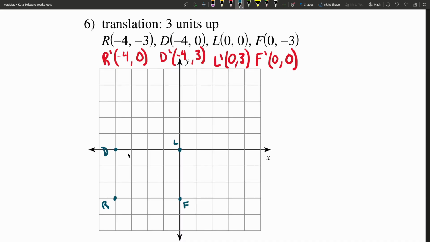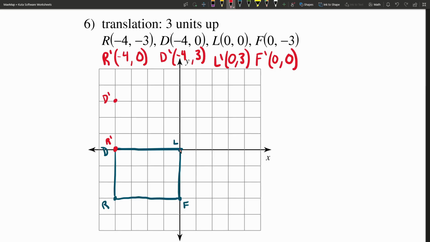That's F. Notice that this figure is, when we connect those vertices, a rectangle. So we're shifting this rectangle 3 units up. Let's confirm. R is now going to be at -4, 0, 1, 2, 3. Yep, here is where R prime is, where D originally was. D gets shifted 3 units up, 1, 2, 3, to be at the point -4, 3.